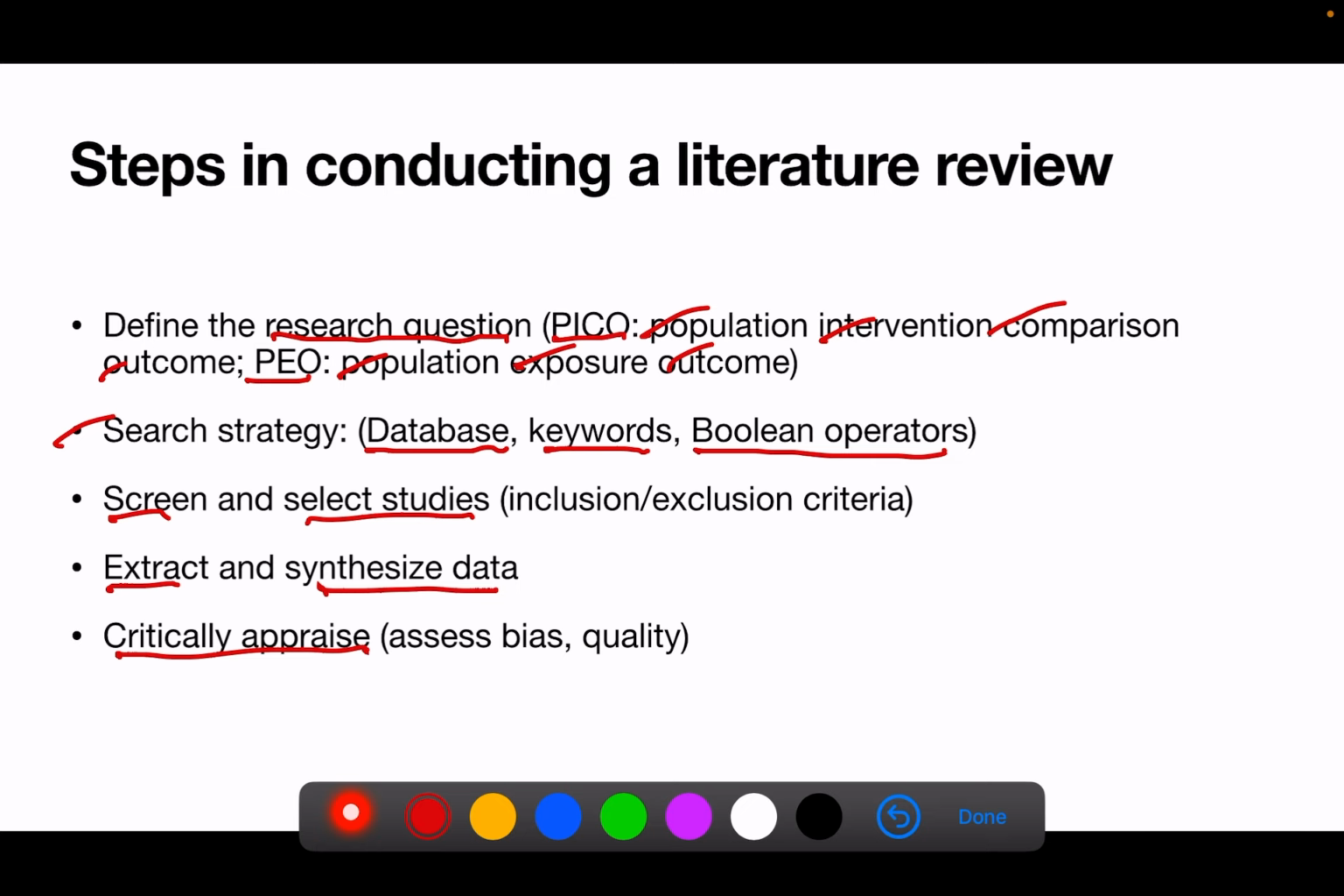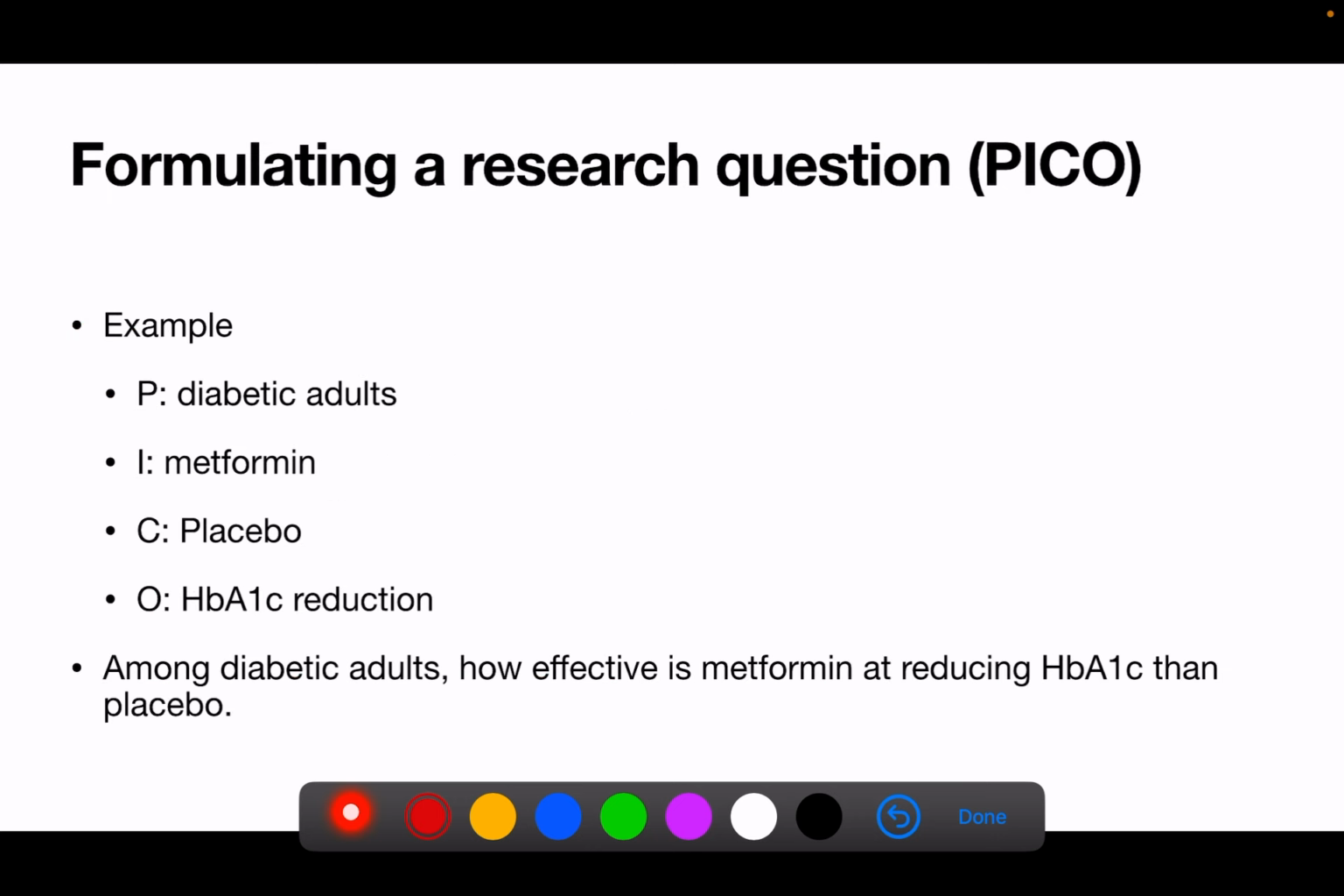So again, first, you need to define the research question. Second, apply a search strategy, looking through databases using keywords and Boolean operators. You screen and select the studies that you have found, applying inclusion and exclusion criteria. You extract and synthesize your data. And finally, you critically appraise your studies, assessing for bias and the quality of the data inside of the study.